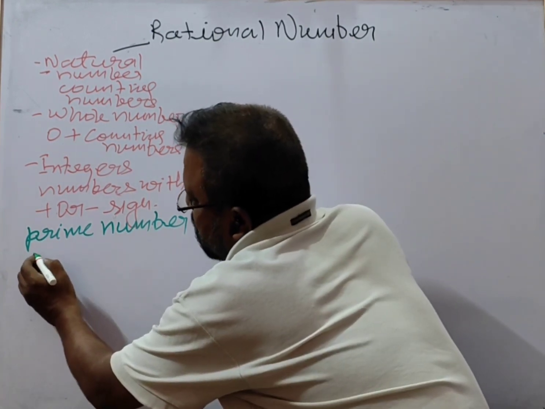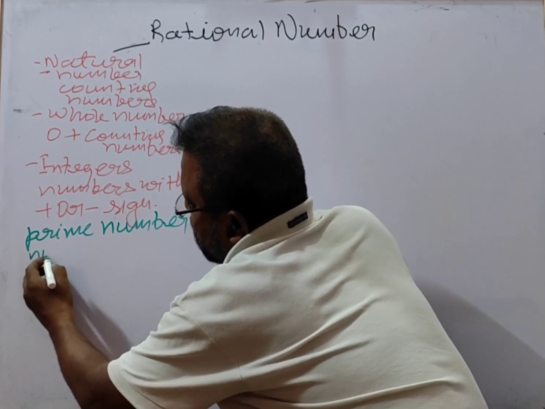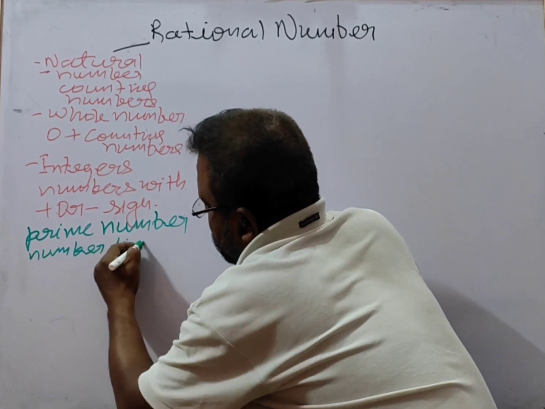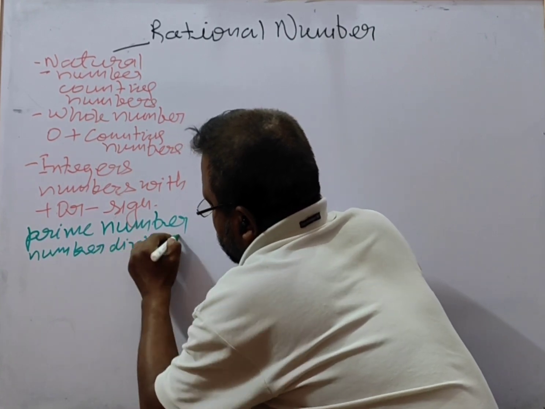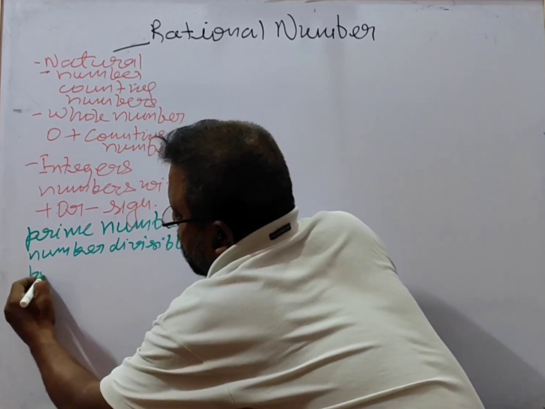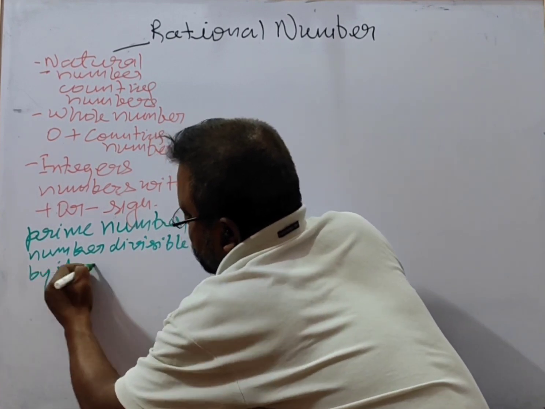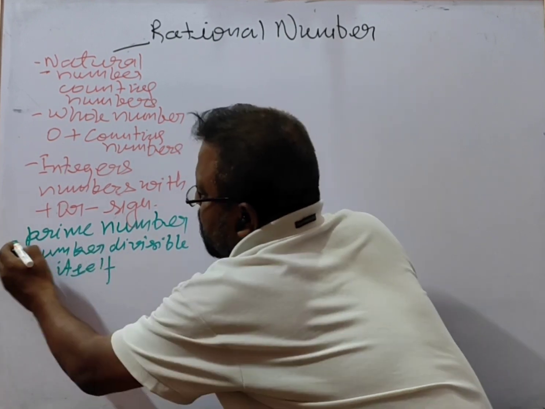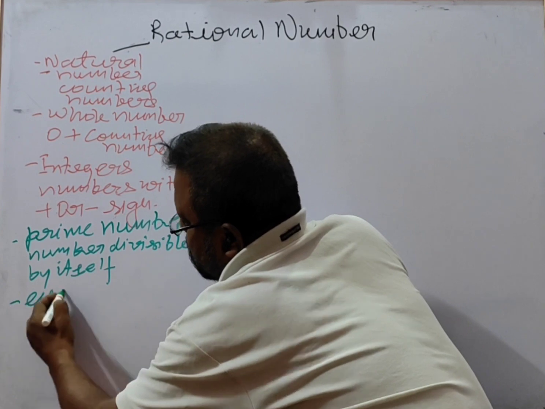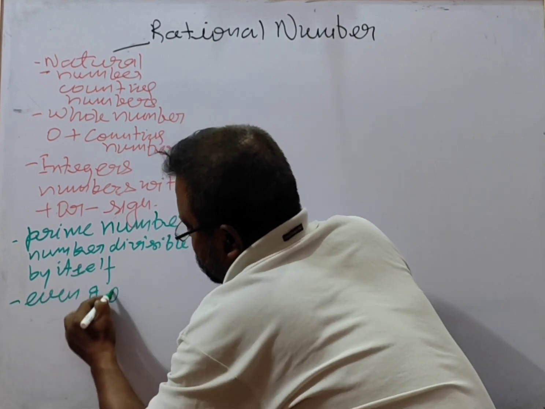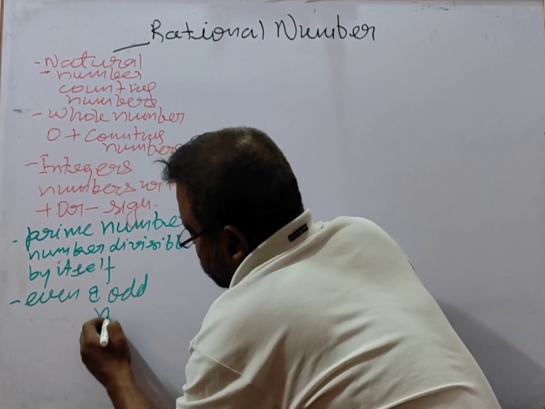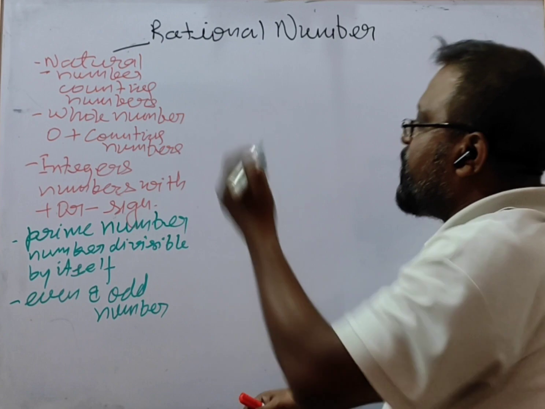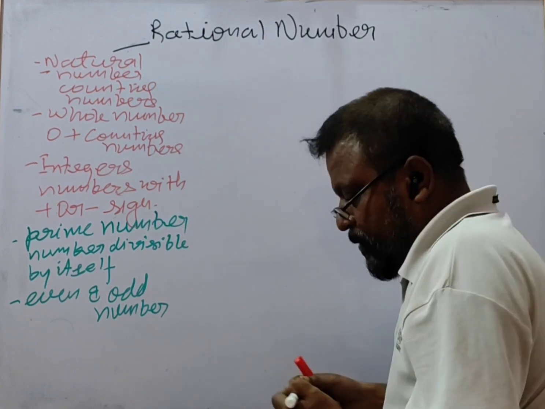A prime number means a number divisible only by itself, right? And its counterpart is the composite number. Then we have even numbers, even and odd numbers, right? I hope you heard about this. These are many types of numbers you studied in your previous classes.